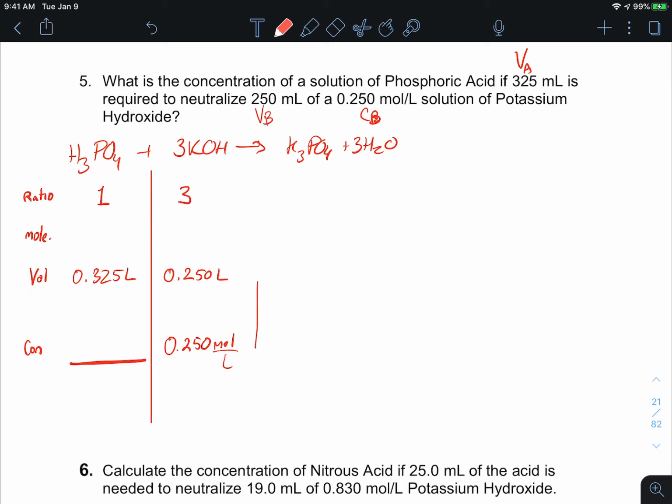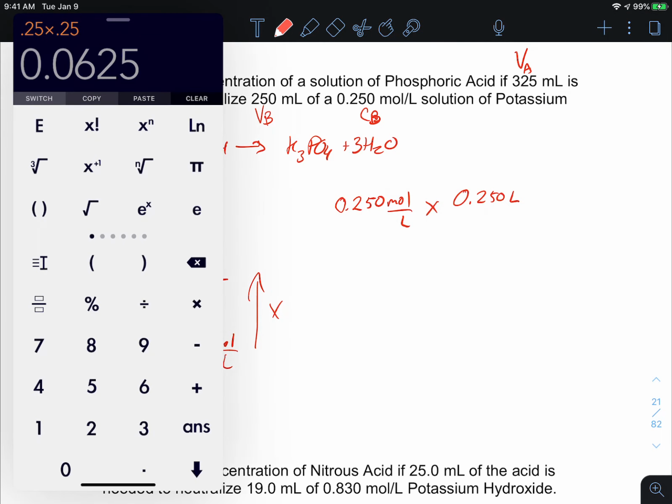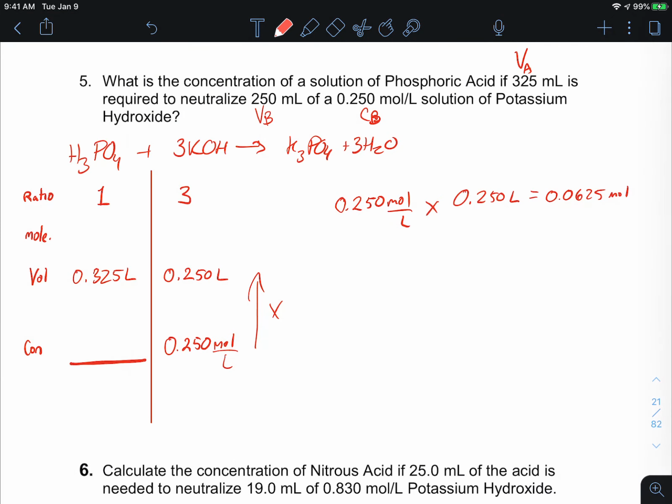So first things first, we're moving up in the table. We're going to multiply. We're going to take 0.250 moles per liter multiplied by the 0.250 liters. And so that's 0.25 times 0.25. Well, that's fun. That's like taking 25 squared. So 0.0625, and the liters will cancel out, leaving us just with moles. 0.0625 moles. And it is a 3-to-1 ratio.